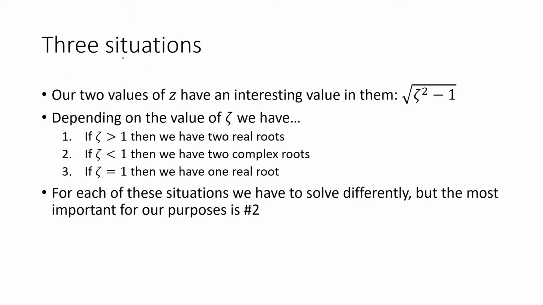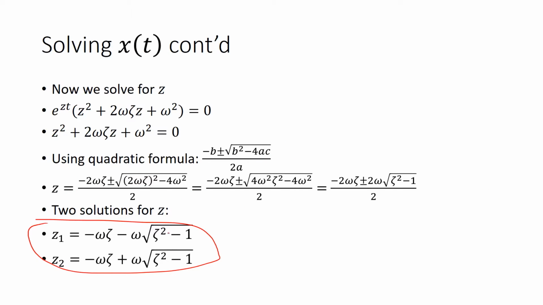We should note here that there's actually 3 solutions to this, and this is where things get a little hairy, if you didn't think it got hairy already. Specifically with this value, if we go back, this is in both of them. We have the square root of zeta squared minus 1.